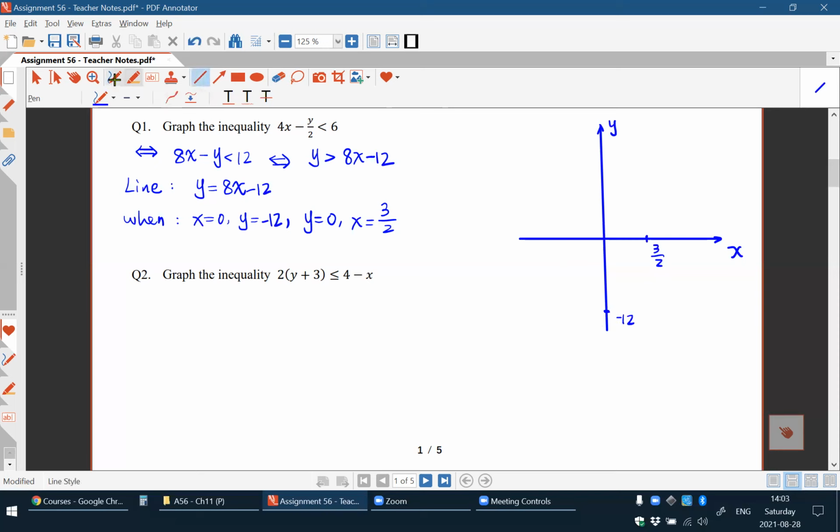And because the inequality states that y is strictly greater than, it means the region does not include the boundary line. So we need to use a dotted line instead of the solid line, right? So the line should look like this. And the corresponding region is here, which is up to the boundary line. Okay, any questions?